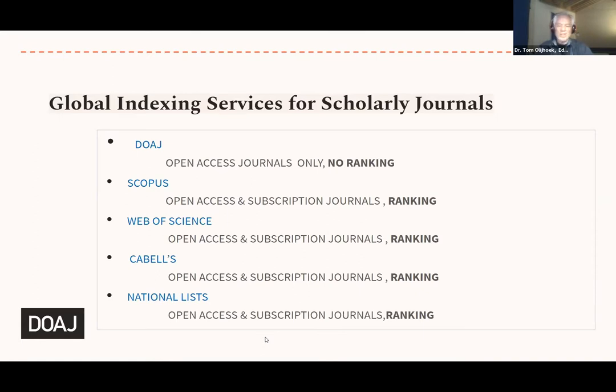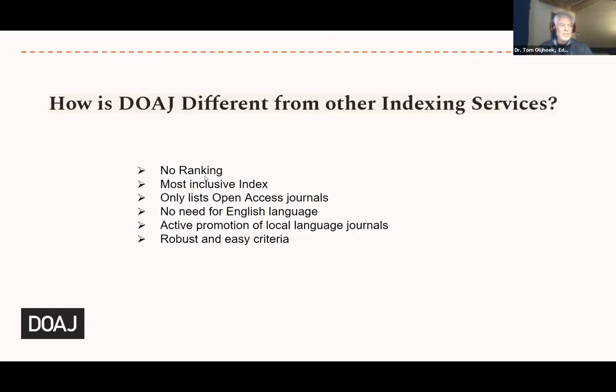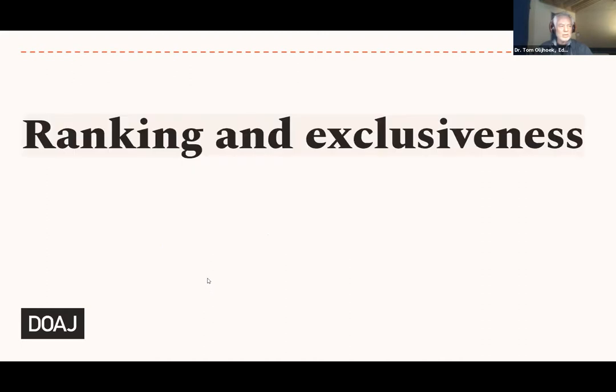What we do want is that national lists that give researchers the right to do research in certain countries accept the DOAJ list as well. And we have been successful in Algeria and South Africa, and we are working on India and China. So we have no ranking. I think I can say we are the most inclusive index. I will come to that shortly. And we say we don't have need for anything in English except for keywords. And the criteria we'll talk about in a moment.